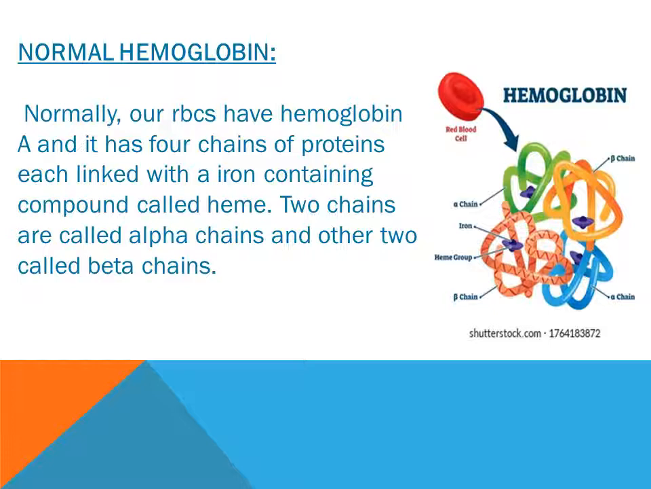Normal hemoglobin. Normally, our red blood cells have hemoglobin A, and it has 4 chains of proteins, each linked with an iron-containing compound called heme. 2 chains are called alpha chains, and the other 2 chains are called beta chains. In this diagram, all the 4 chains are shown, and each chain has a heme, that is, an iron-containing compound.